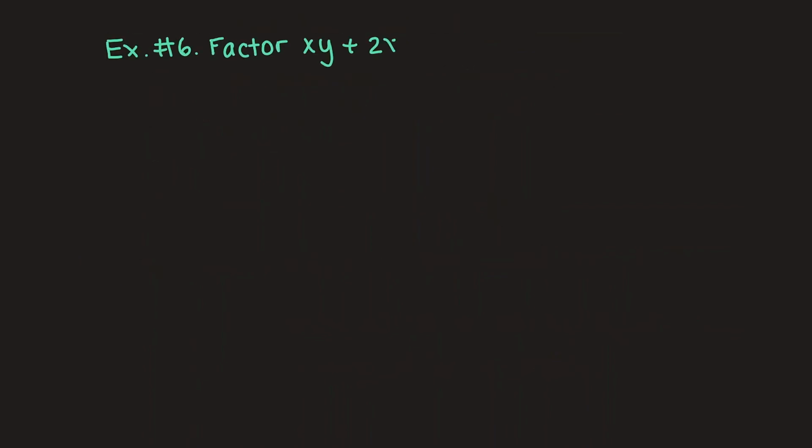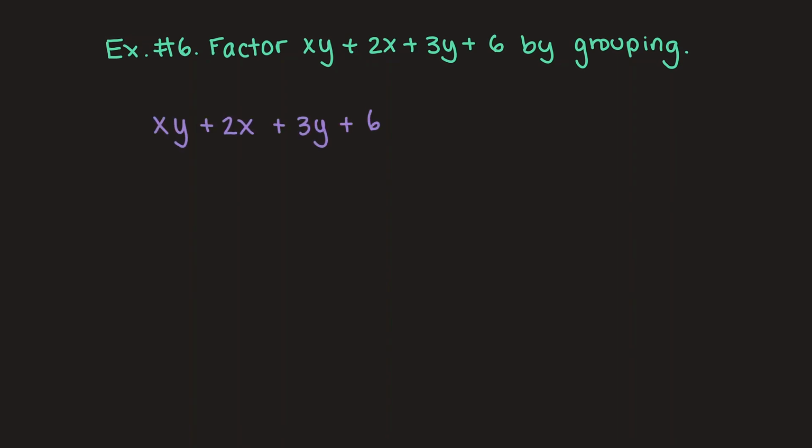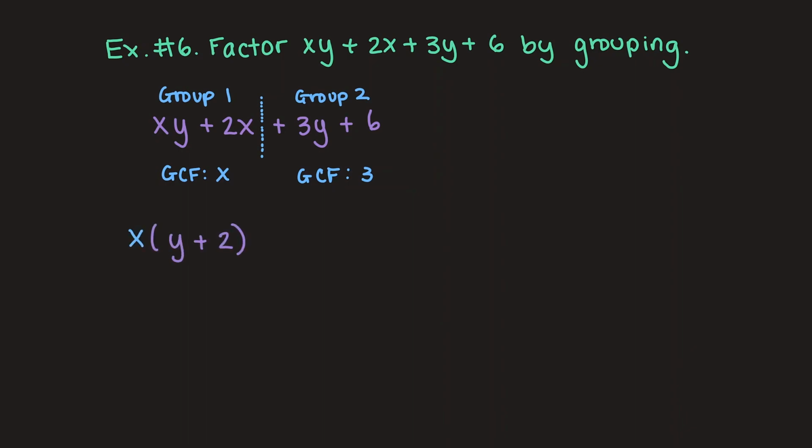Okay, so let's try factoring the following example by grouping. First, we group this into 2 groups, and then we find the GCF from each group and factor it out. The GCF from the first group is x, and the GCF from the second group is 3. We factor out the GCF from each group and write what remains. So we factor out the x from the first group, and y plus 2 remains. Next, we bring down the plus sign, and factor out 3 from the second group, and y plus 2 remains.